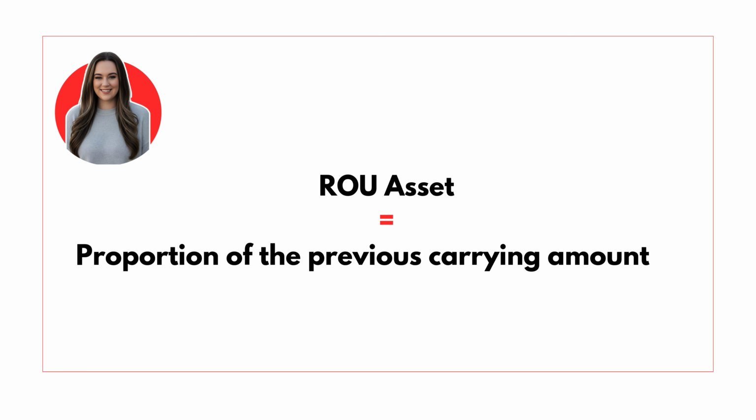Now, a key question that often comes up with my students when I'm mentoring is why the right of use asset is measured as a proportion of the original asset's carrying value. It seems a little bit odd. Why don't we just measure it using the present value of the future lease payments like a normal lease? Yeah, that's a valid question to ask.